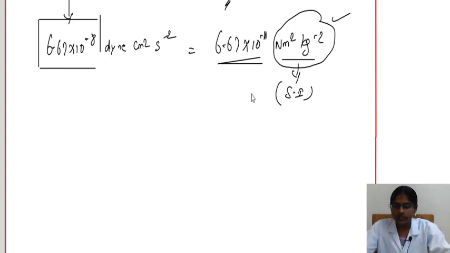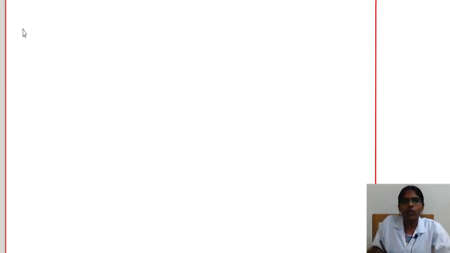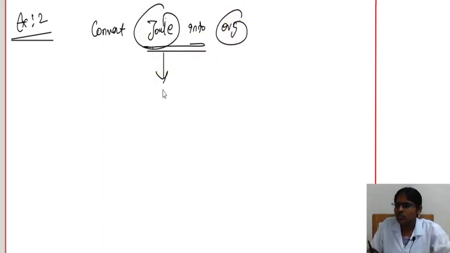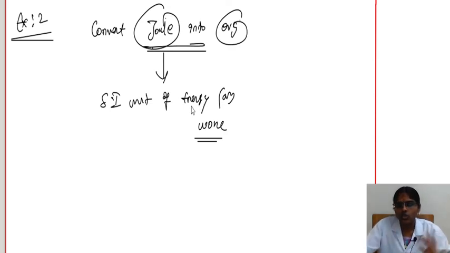Okay, just a minute. Before I give the practice problem, we will do one more example. Convert joule into erg. If you ask what is this, you know what is joule? Joule is the unit of energy or work. Am I correct? It is the SI unit of energy or work. Okay. Now, what is erg? Erg is the CGS unit of energy.